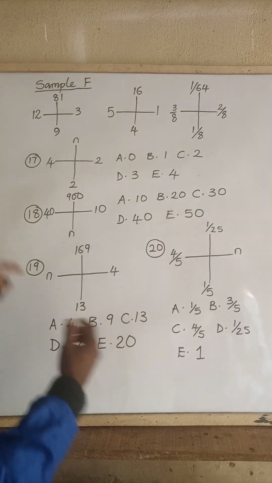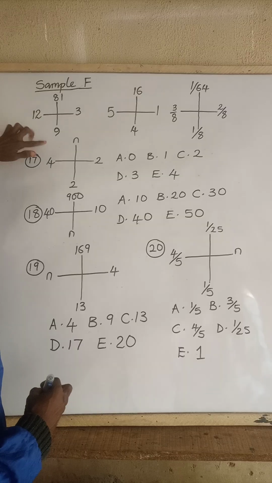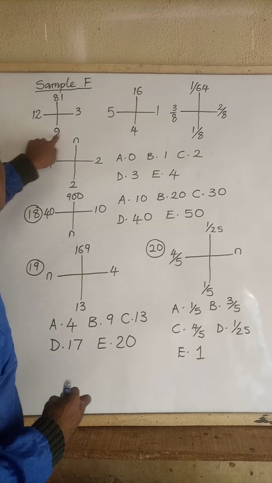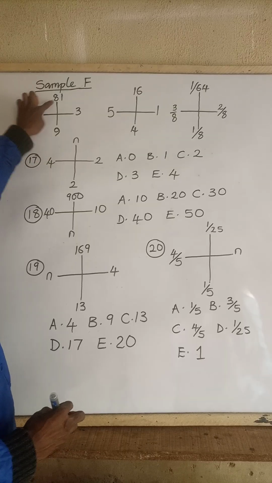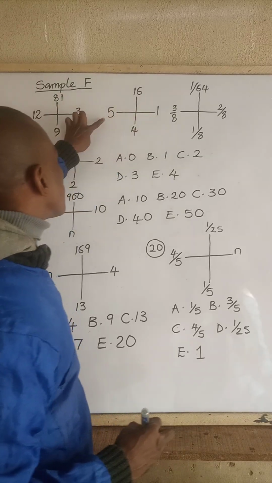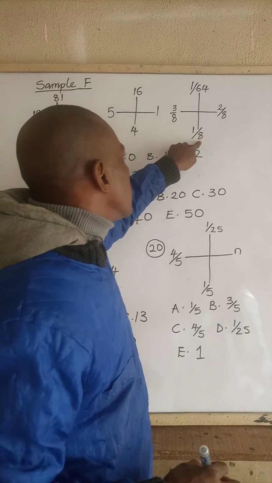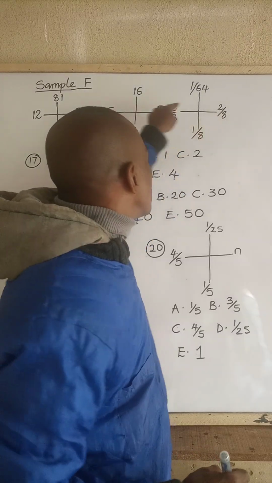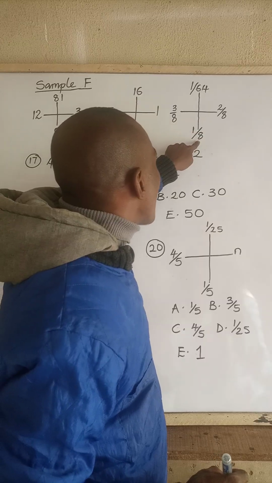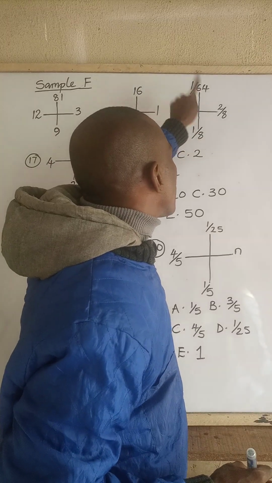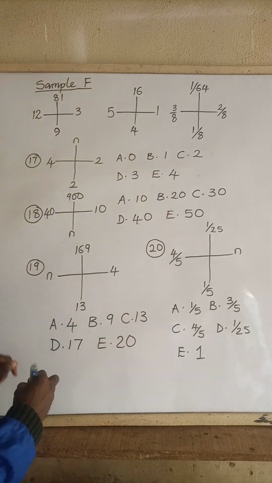For the last sample of this diet 2, what they did here is very simple. 9 plus 3 is 12. 9 times 9, 81. 4 plus 1 is what? 5. 4 times 4, 16. 1 over 8 plus 2 over 8 will give us 3 over 8. Now, 1 over 8 multiplied by 1 over 8 will give us 1 over what? 64.